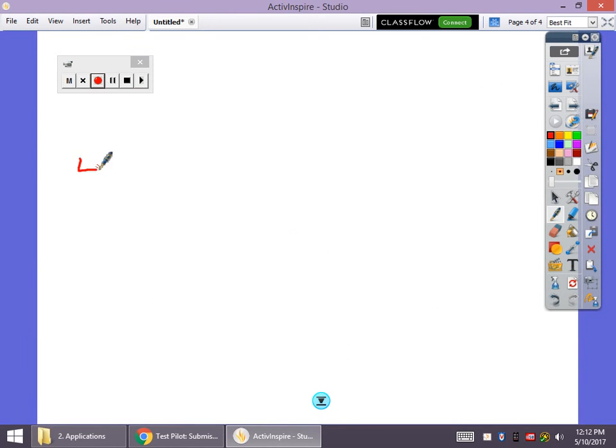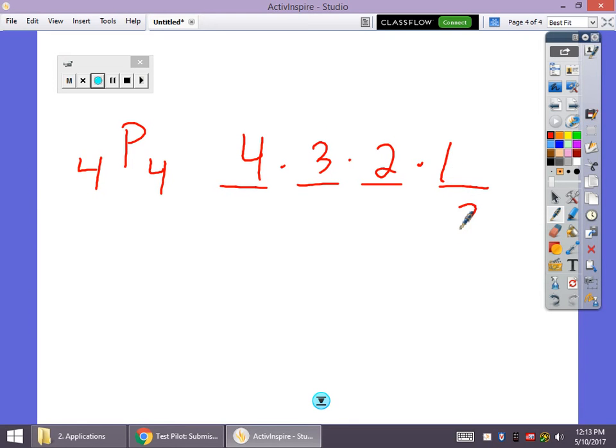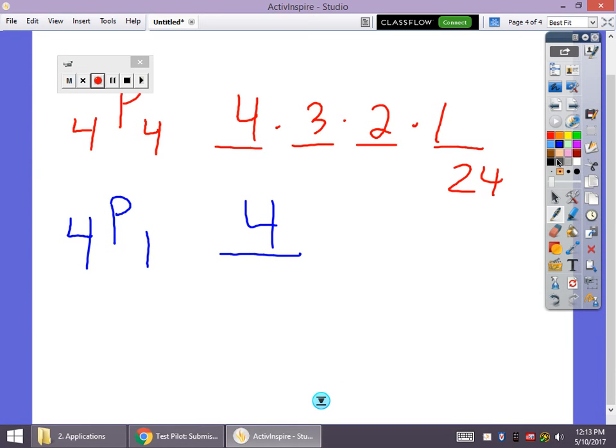So we had 4P4, 1, 2, 3, 4 slots. 4 times 3 times 2 times 1 is 24. The next problem was 4P1. How many slots do I have? 1 slot. How many choices? 4, which also is my answer. Okay, now it's going to get bigger numbers. Here we go.